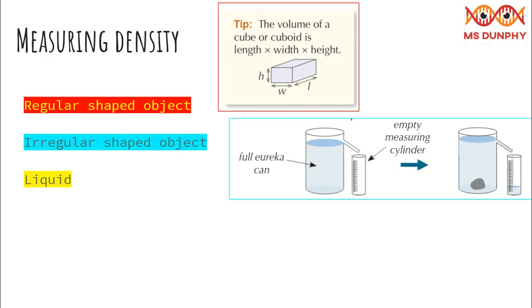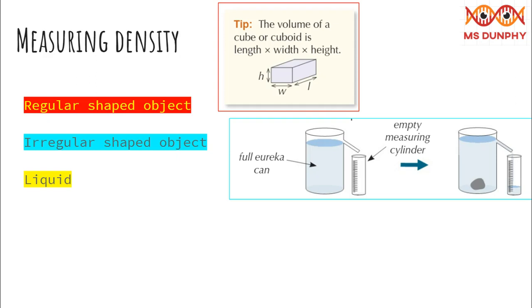When you put your solid object in the eureka can, it causes the water level to rise and water to flow out of the spout. Once the spout has stopped dripping, you can measure the volume of the water in the measuring cylinder. This is the volume of your solid object. Now you can substitute the object's mass and volume into the density formula and find its density.